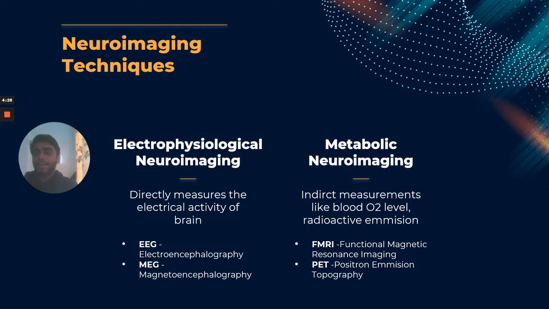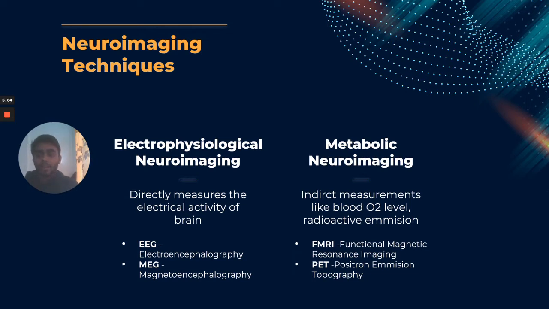Electrophysiological neuroimaging is directly measuring the electrical activity of the brain. Whereas in metabolic neuroimaging, we are indirectly measuring the activity of the brain, like using blood O2 levels, radioactive emissions, and such other stuff. In electrophysiological neuroimaging, we use EEG, that is electroencephalography, and MEG, magnetoencephalography, and in metabolic neuroimaging, we use things like fMRI. fMRI stands for functional magnetic resonance imaging, and PET. PET stands for positron emission tomography.